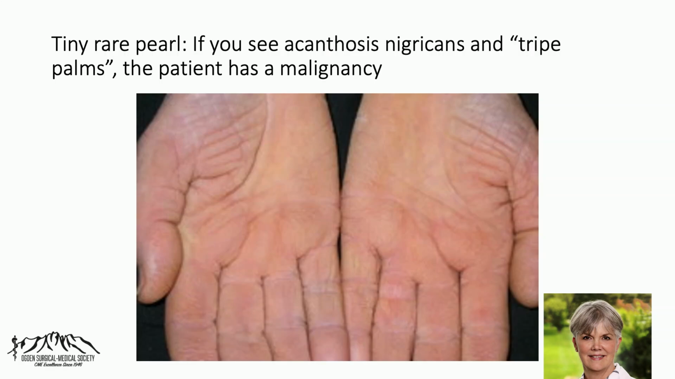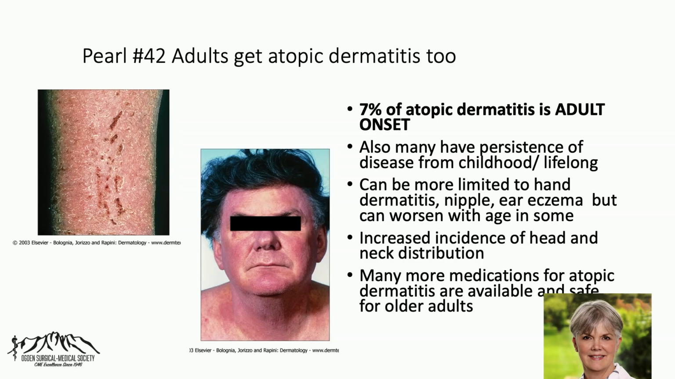This is very rare. All right, adults get atopic dermatitis too. 7% of adults get their atopic dermatitis as an adult, not being left over from childhood. And just don't forget about it. Sometimes it has a real head and neck distribution, but these patients are miserable, like kids can be miserable, and we have many more drugs to treat them than we used to.